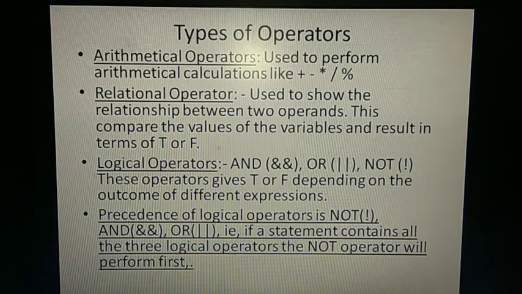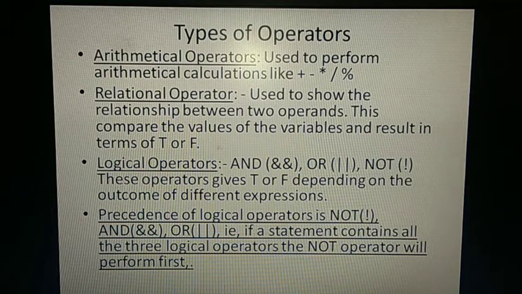A relational operator is used to show the relationship between two operands. It compares the values of a variable and results in true or false. The logical operators and, or, and not give true or false depending on the outcome of different expressions. Logical operators are performed using expressions.